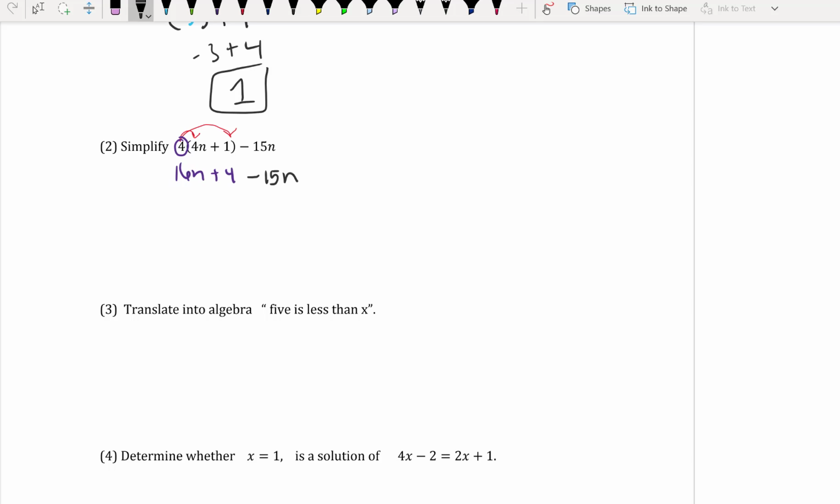So now to combine like terms, you see that you have a 16n and a negative 15n. That means they are similar terms or like terms. So we have these like terms because they both have the variable n to it. So with like terms, you can either add or subtract. So we're just going to be adding the coefficients together.